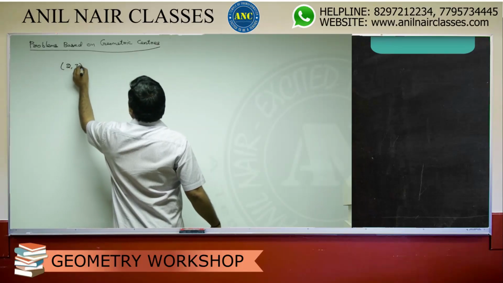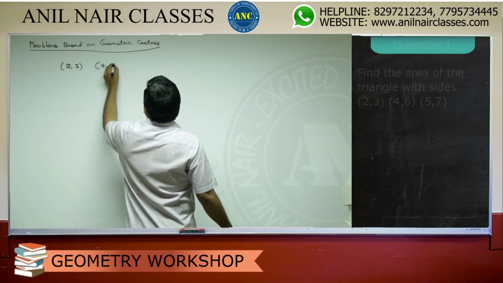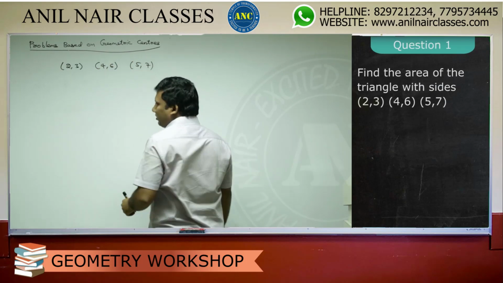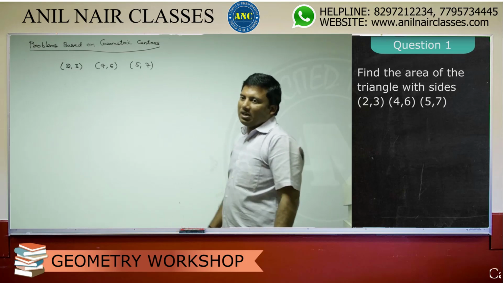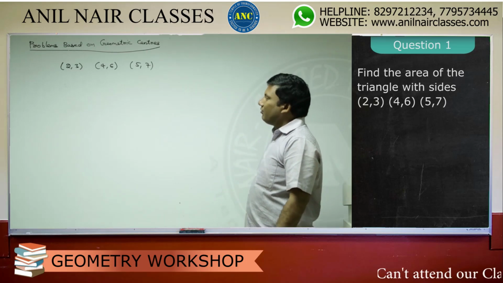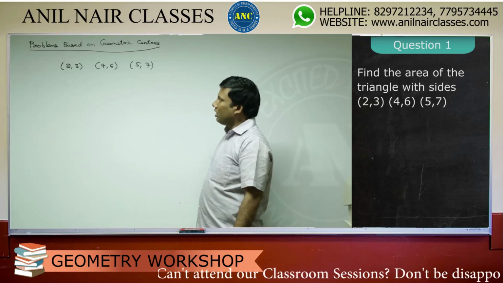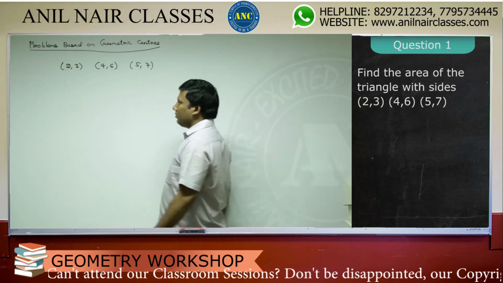Find the area of the triangle with the sides 2, 3, 4, 6, 5, 7. Please put a star mark on this question. One is usage of formula, which we will avoid right now.